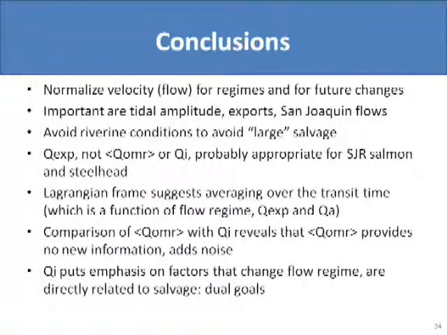Clearly from this, the important parameters are the tidal amplitude, exports, San Joaquin flows, and whether or not you have barriers in there. It's clear you want to avoid the riverine type conditions to avoid large salvage. For San Joaquin salmon and steelhead, it needs to be looked at, but the exports themselves are probably more important than Old and Middle River flows.